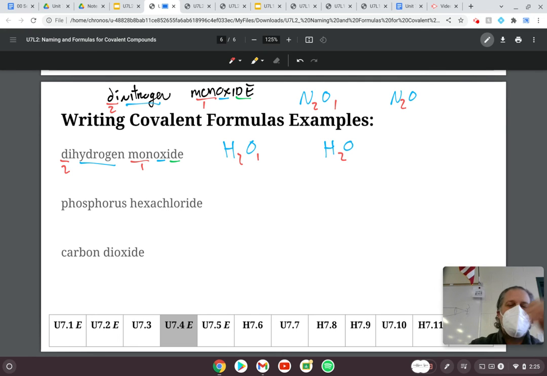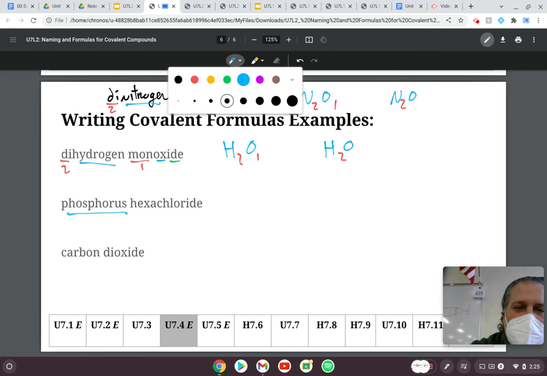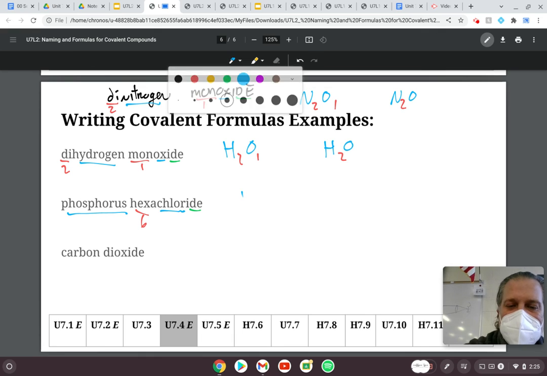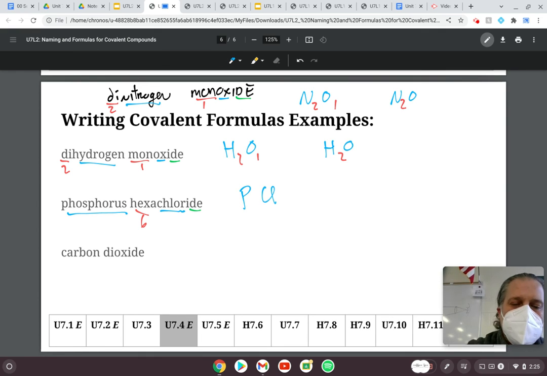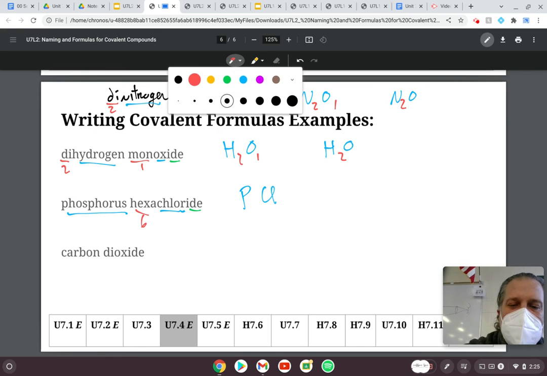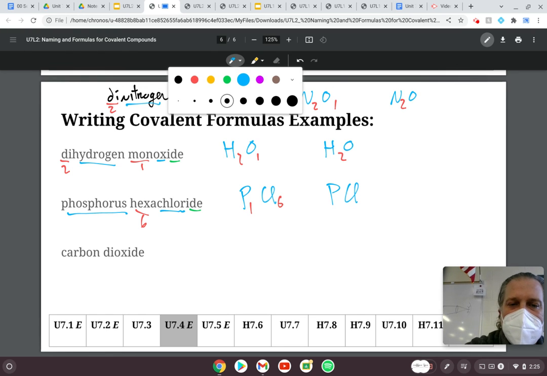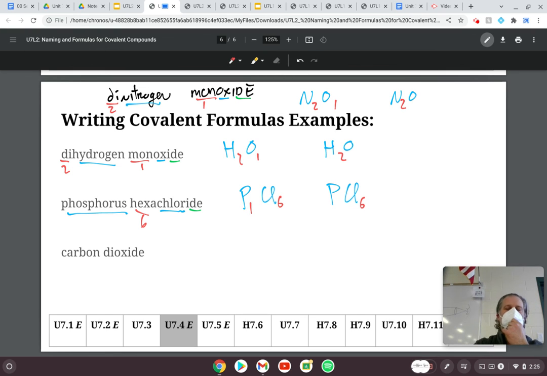let us do the next one. Phosphorus hexachloride. So there's no prefix, so that tells me something. Then I have hexa, which means six. And then I have chloro, which is the root word, and then IDE. So I know that I'm going to have phosphorus, which is P, and chlorine, which is Cl. And I have one phosphorus and six chlorines. So when I clean this up, it's going to become PCl6, because I don't write the ones.